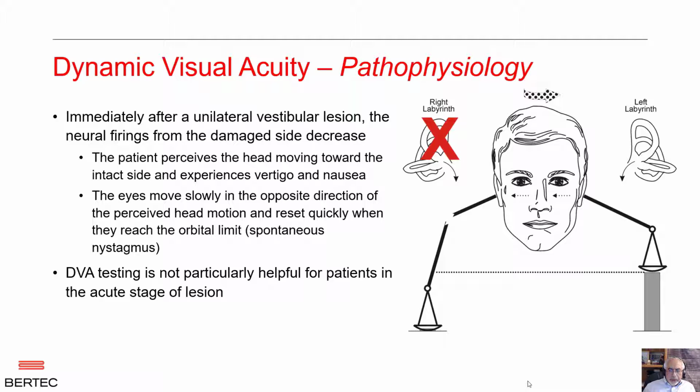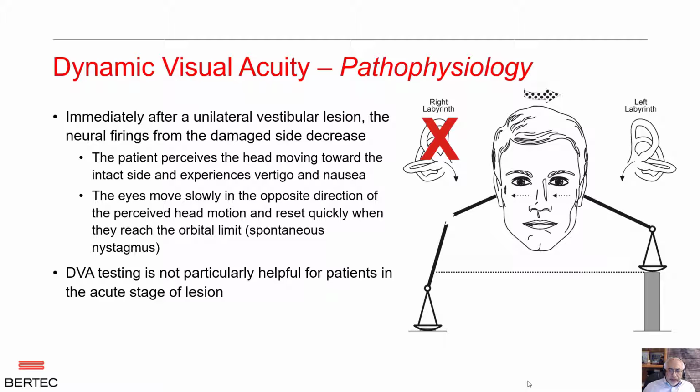The asymmetry in the right-left VOR pathways is manifested as spontaneous nystagmus, which is defined as nystagmus that's present in the absence of visual and vestibular stimulation. The slow phase of the nystagmus moves the eyes in the opposite direction of the perceived head motion, and when the eyes reach their orbital limit, the fast phases of nystagmus snap the eyes back to the center. That means the fast phases beat away from the site of lesion.